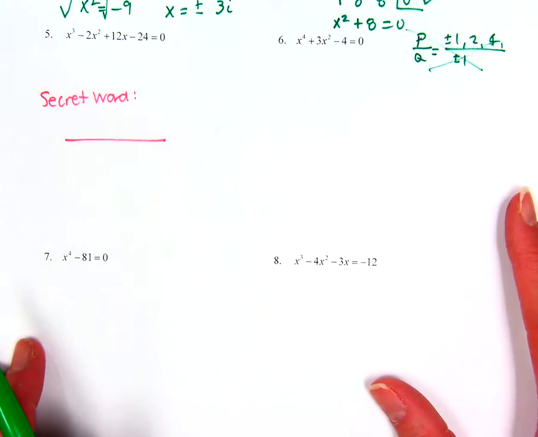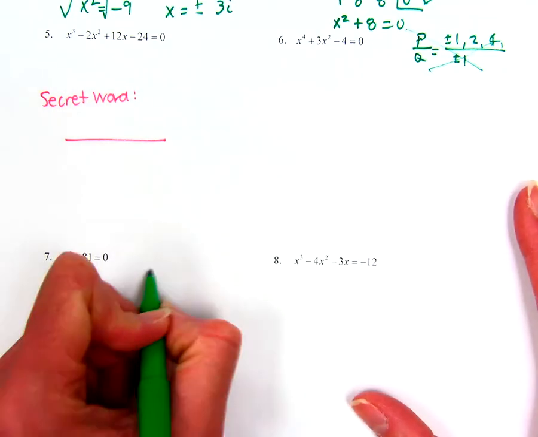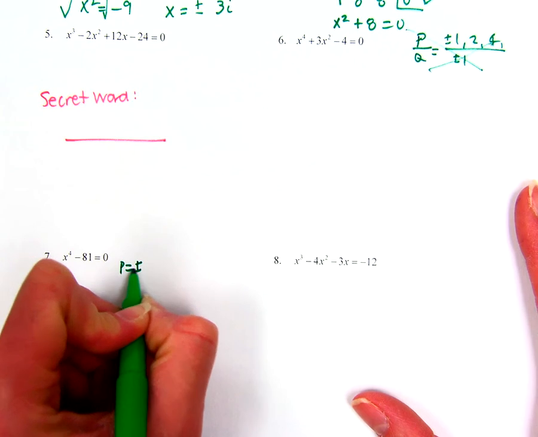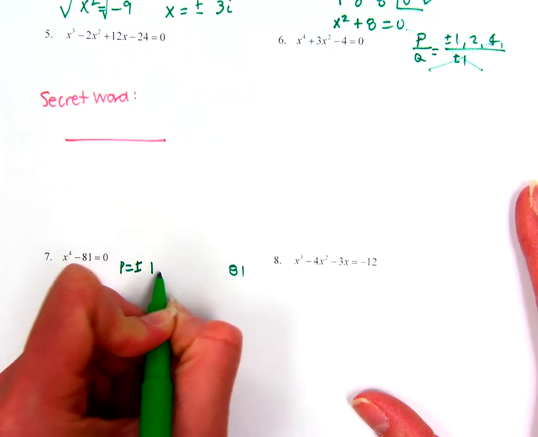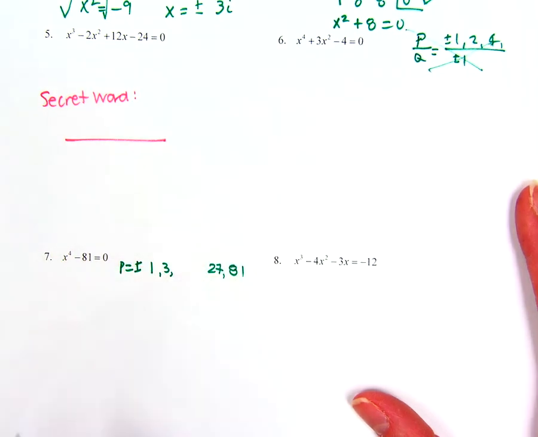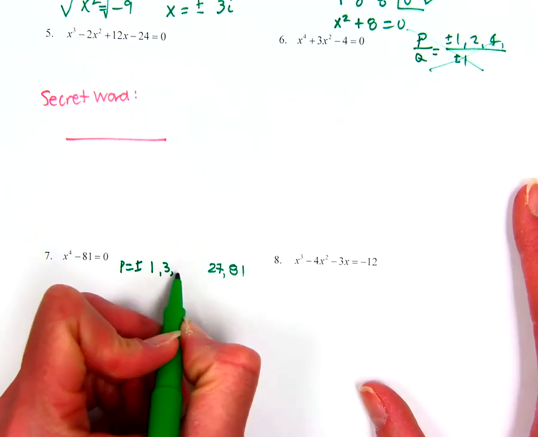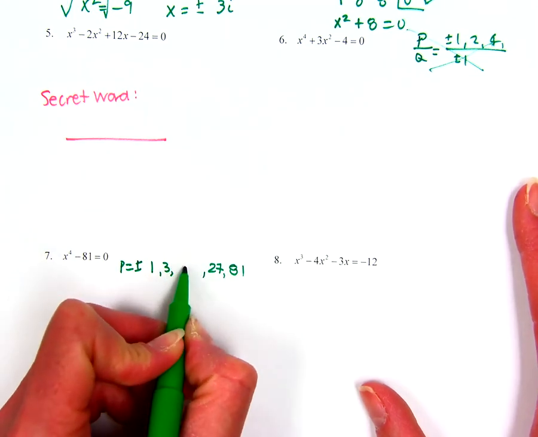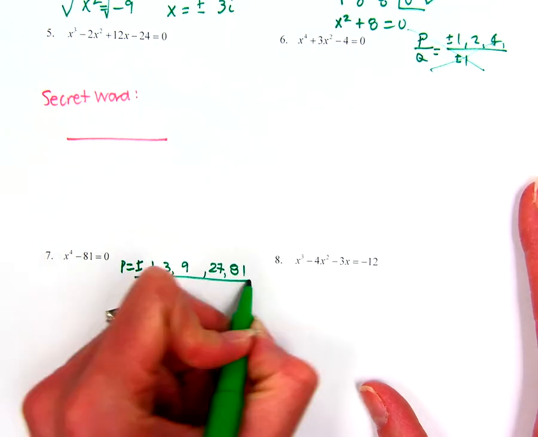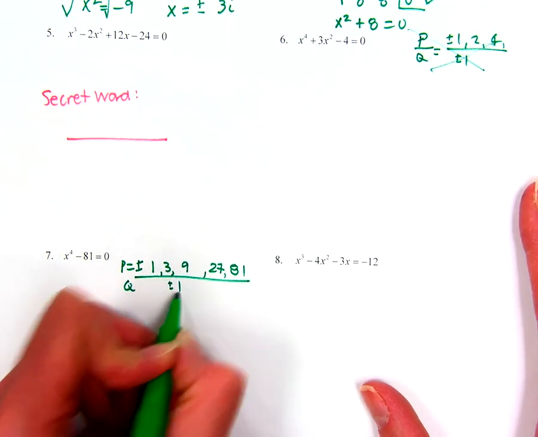All right, we'll go to number 7. So let's see, we need factors of 81. So we got 1, 81, 3, and 27. We have 9 and 9, right? And factors of q are just plus or minus 1.